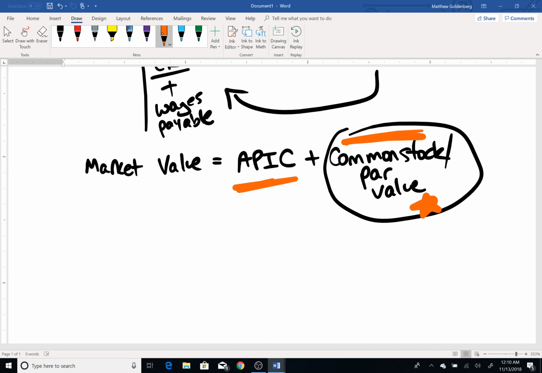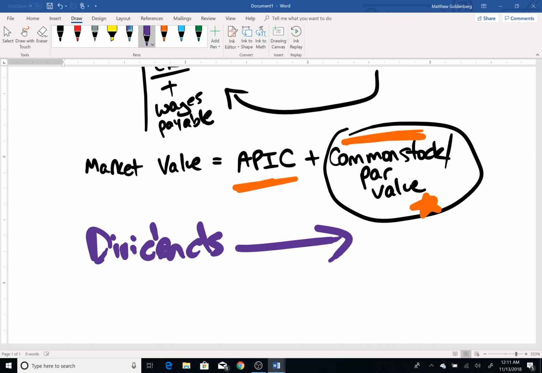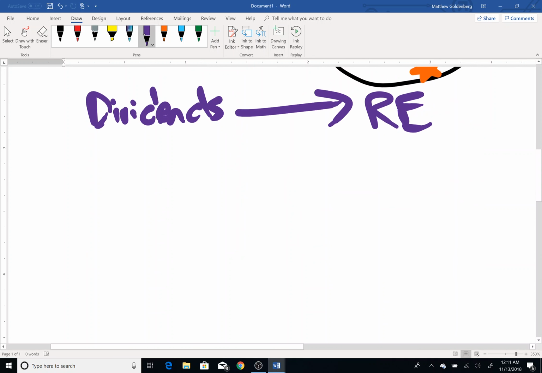Remember, we also talked about an equation for, well, it's not really an equation. We talked about things like dividends are always taken out of retained earnings. And I think that's it. Let me know if I'm missing something. But I think it all works out.